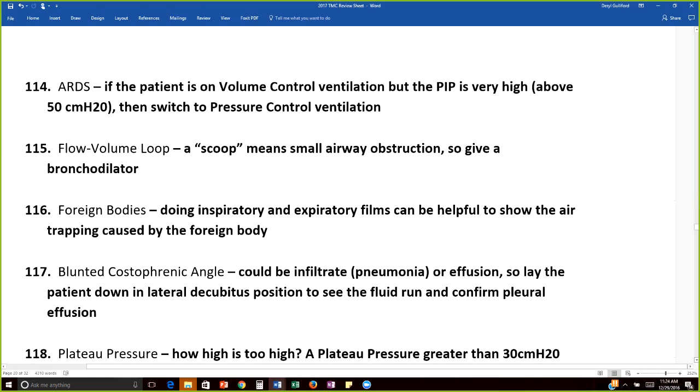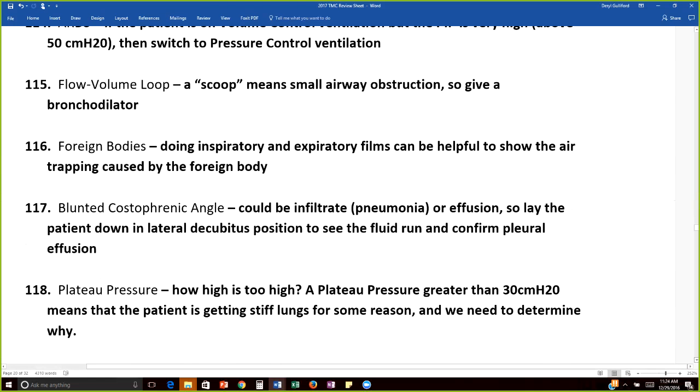ARDS, if the patient is on volume control, but the PIP is very high, above 50 is generally what we consider too high, then that's when you would go to pressure control ventilation. Flow volume loops, if you see a scoop, that means a small airway obstruction. That would be a good time to give a bronchodilator.